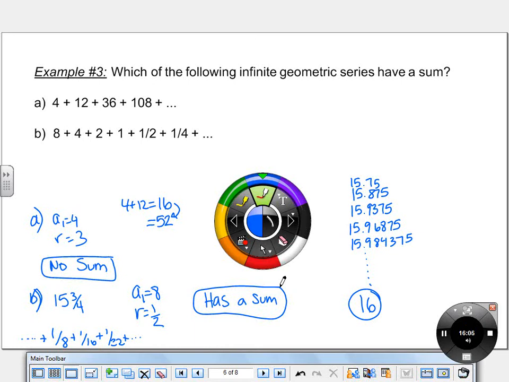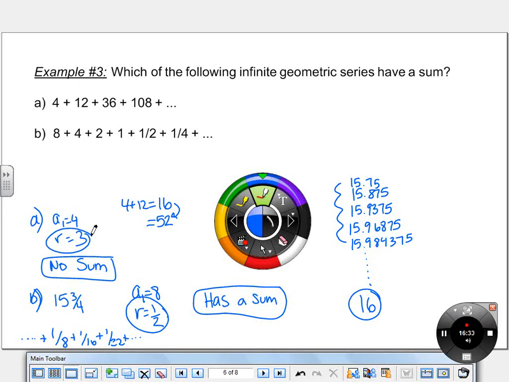But in part B, we could clearly see that if we kept adding more and more onto the sum, if you look at these numbers, it was approaching just becoming the number 16. And that's because here, the numbers that we were adding on were getting drastically smaller till it's almost like we're adding nothing. And that has to do with the fact that the ratio is 1/2 versus in part A where the ratio was 3.